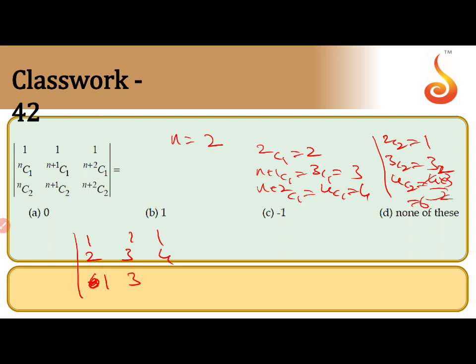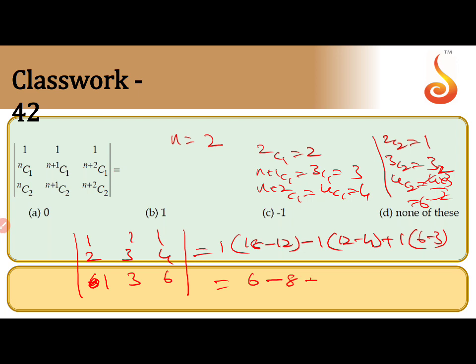3C2 is 3 and 4C2 is 6. Find the value of it; that gives the answer for this one. So now, 1 into 18 minus 12, minus 1 into 12 minus 4, plus 1 into 6 minus 3. Solve it: 6 minus 8 plus 3. So 9 minus 8, that answer gives 1.